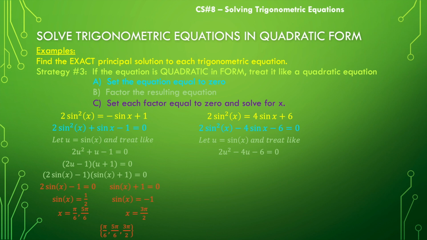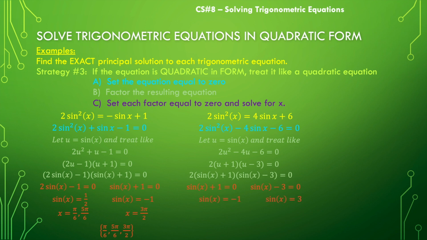Well, right away you can factor out a 2, and then you would have u squared minus 2u minus 3 is equal to 0, which will factor to u plus 1, u minus 3 is equal to 0. Okay, so now back substitute, and we end up with 2 times sine of x plus 1 and sine of x minus 3, and that is all equal to 0. We're going to set those factors equal to 0. We don't need to worry about the 2 because we can just divide that out. And we would end up with the sine of x is equal to -1 and the sine of x is equal to 3.